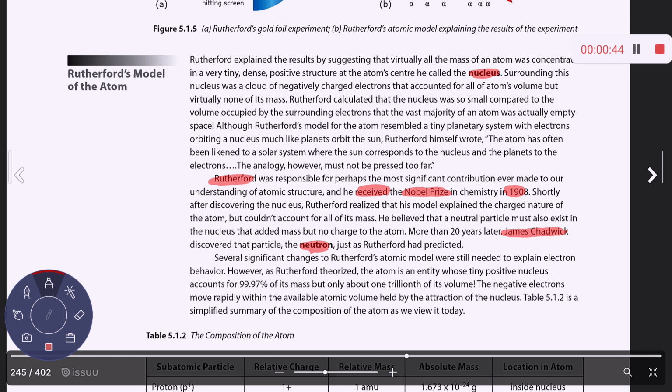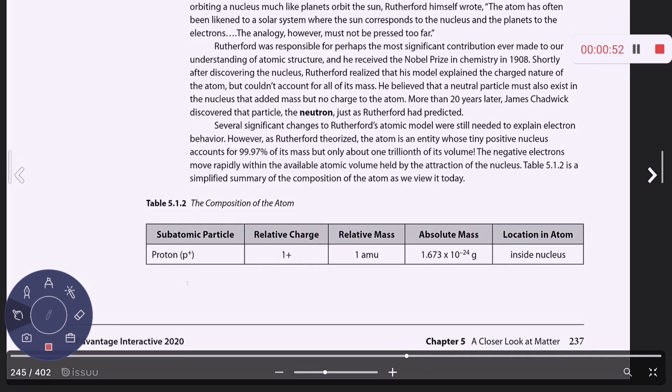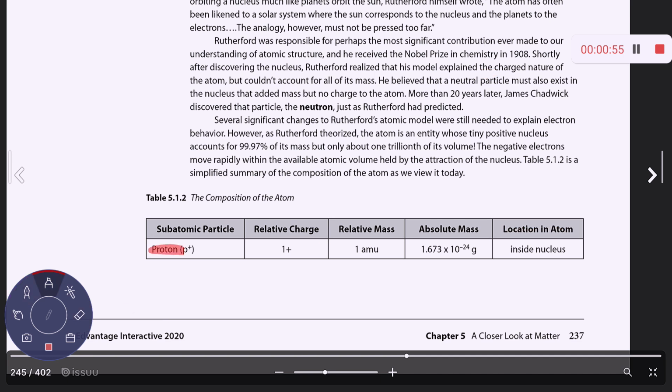Okay, so we have 3 subatomic particles, at least 3 that we talk about in this class: protons, neutrons, and electrons. Protons are going to have a positive 1 charge. Relatively speaking, the mass of a proton is 1 atomic mass unit. You will never be using the absolute mass. The proton is located inside the nucleus. We can use the number of protons to identify the type of atom that we have because the number of protons will never change. Let's take a look at the next page.